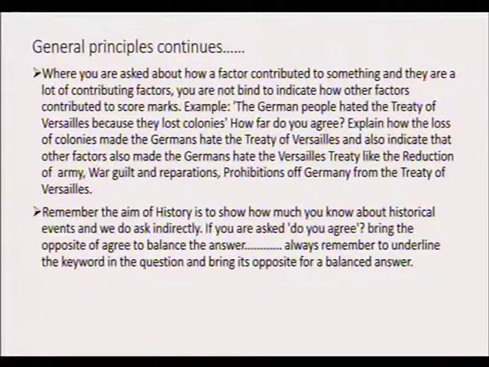Remember, the aim of history is to show how much you know about historical events. And we do ask indirectly. If you are asked, do you agree? Bring the opposite of agree to balance the answer. Always remember to underline the keyword in the question and bring its opposite for a balanced answer. This is the end of the presentation.